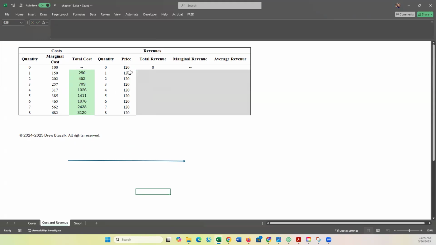There's nothing we can do about it. I can't increase my output to drop the price. I can't increase or decrease it to raise the price. It's going to be 120 no matter what. And that's what our demand curve looks like.